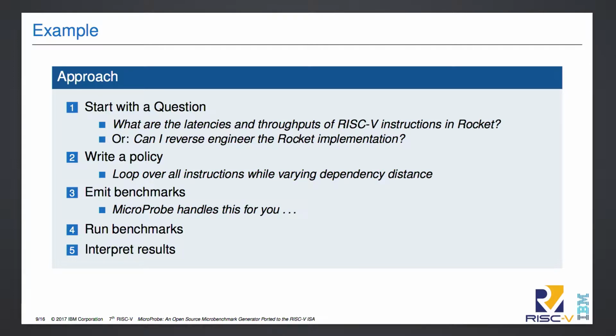So then as a user, I say, okay, the way that I'm going to do this is I want a microbenchmark which is going to loop over all the instructions that I care about with different dependency distances. In other words, something which is going to allow me to extract the throughputs and the latencies of all of my instructions. Microprobe then emits your benchmarks for you. You then run the benchmarks on whatever your platform is. In this case, it would be the Rocket chip emulator, or it could be on FPGA. And then you interpret the results to answer the question that you started with back at bullet 1.